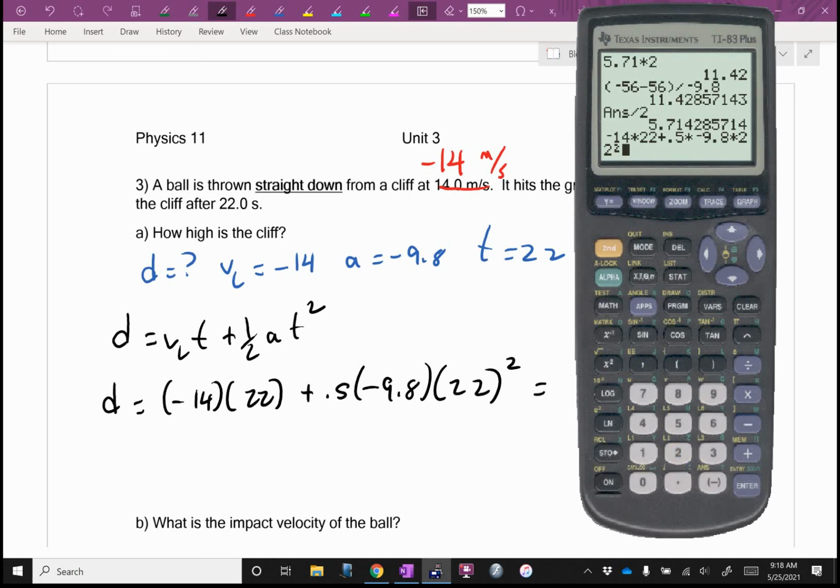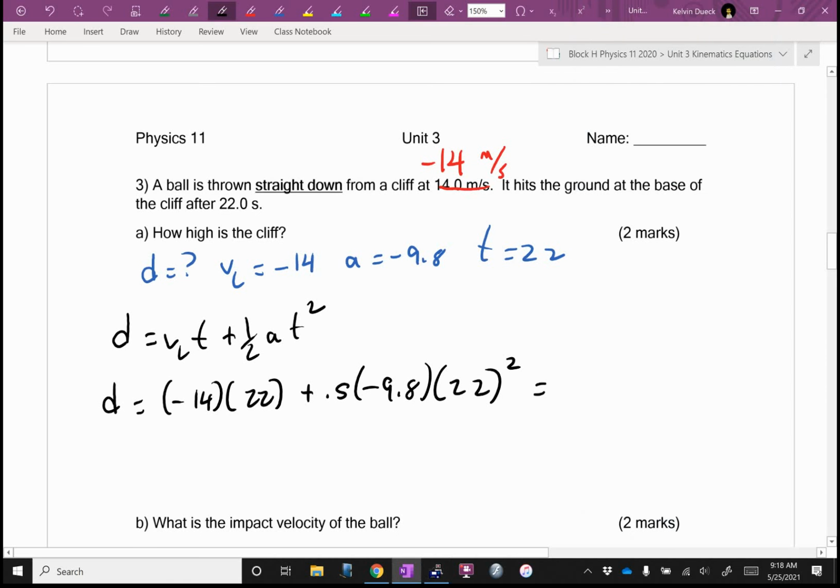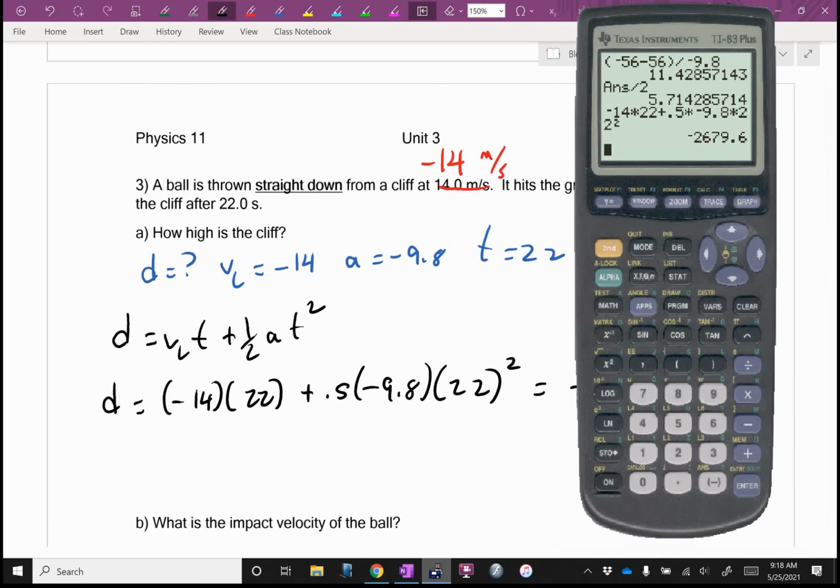Check for typos. That looks good. Do you get negative 2,680? No? Yes? Oh yeah. Wait. Negative 2063. Did I make a typo? Negative 14 times 22 plus a half AT squared. I think I'm right. Yes? I got negative 2000. What's going on? Did anybody get the answer?